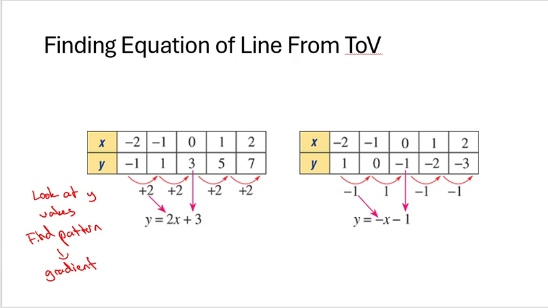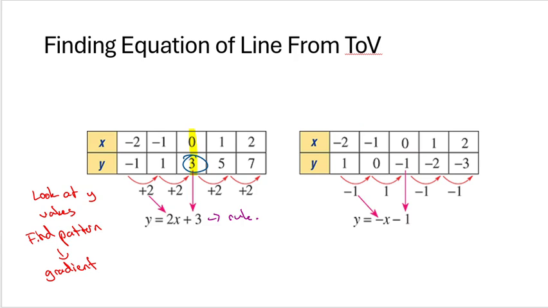Okay. And then to find the y-intercept, you just look right here. It's the value of y when x equals 0. As you can see, it's positive 3. So that means your constant is just positive 3. So this is your rule right here. Okay, this is your rule.